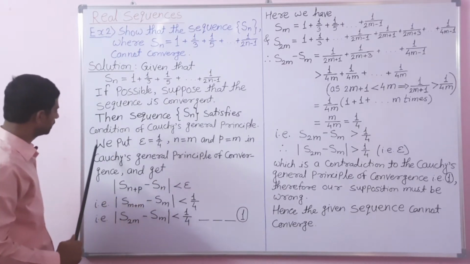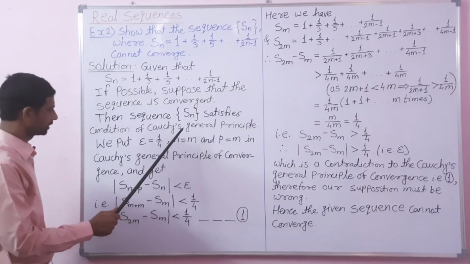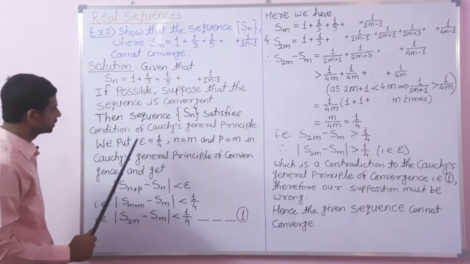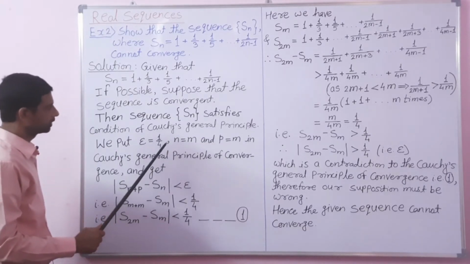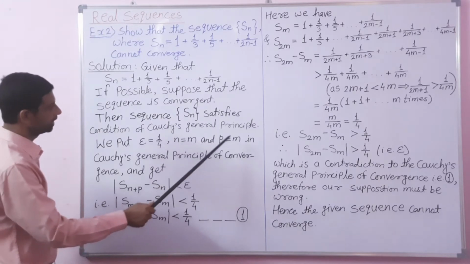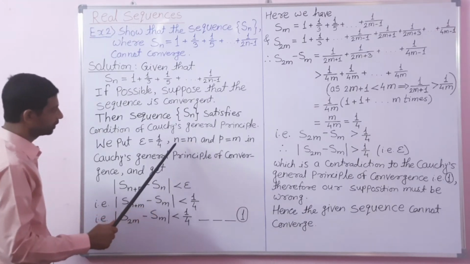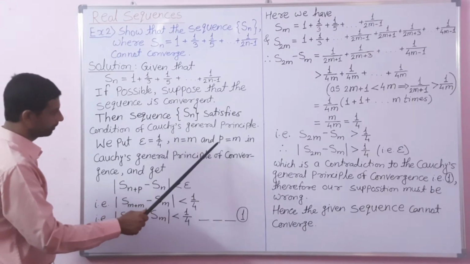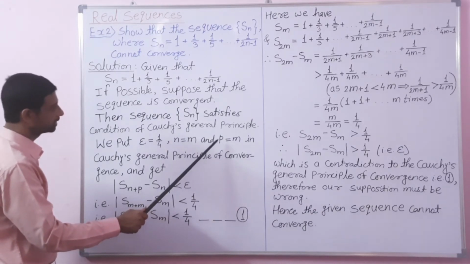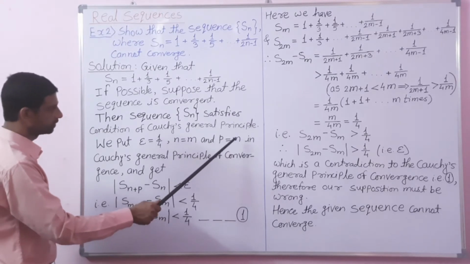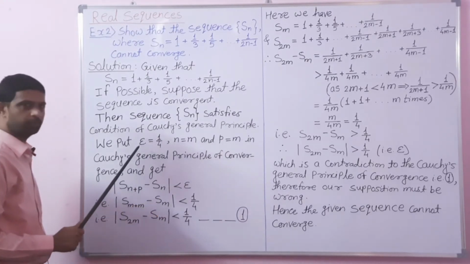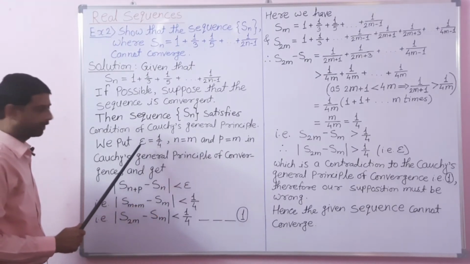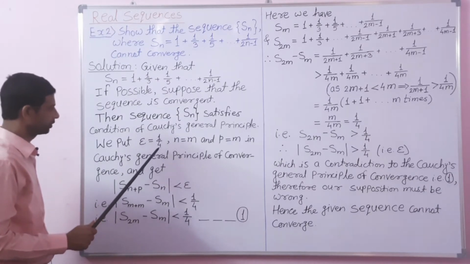Okay. So in the Cauchy general principle of convergence, we will put epsilon equal to 1 by 4, n equal to m and p equal to m. N equal to m is a particular value of n that we are putting as m. As p was any positive integer, it's a particular value we are substituting as m, and epsilon is any positive real number. It's a particular value here we are considering as 1 by 4.